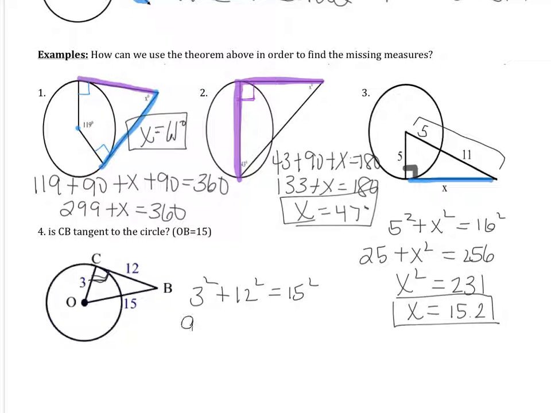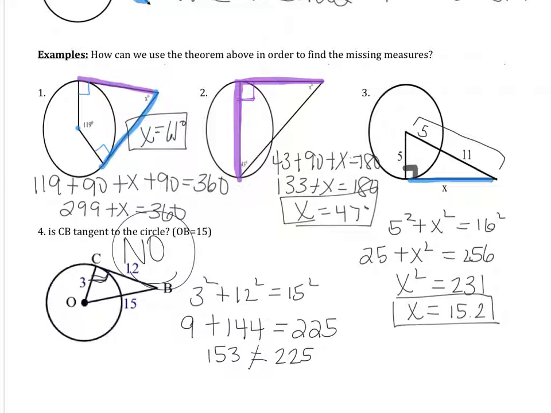So I have 9 plus 144 equals 15 times 15 is 225. So 9 plus 144 is 153. Does 153 equal 225? Nope. So is CB a tangent line to the circle? No. Go ahead and flip your paper.